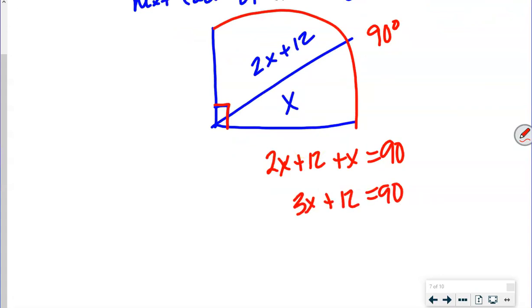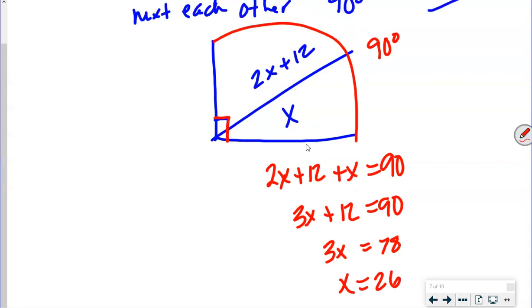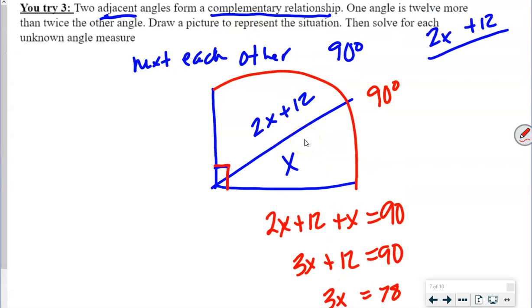We're going to subtract 12 from both sides. So that's going to give us 3x equals 78. And then we're going to divide both sides by 3. So x is equal to 26. So now we're going to plug that 26 back up in there, and we're going to find both the angles because it tells us to solve for each unknown angle measure.